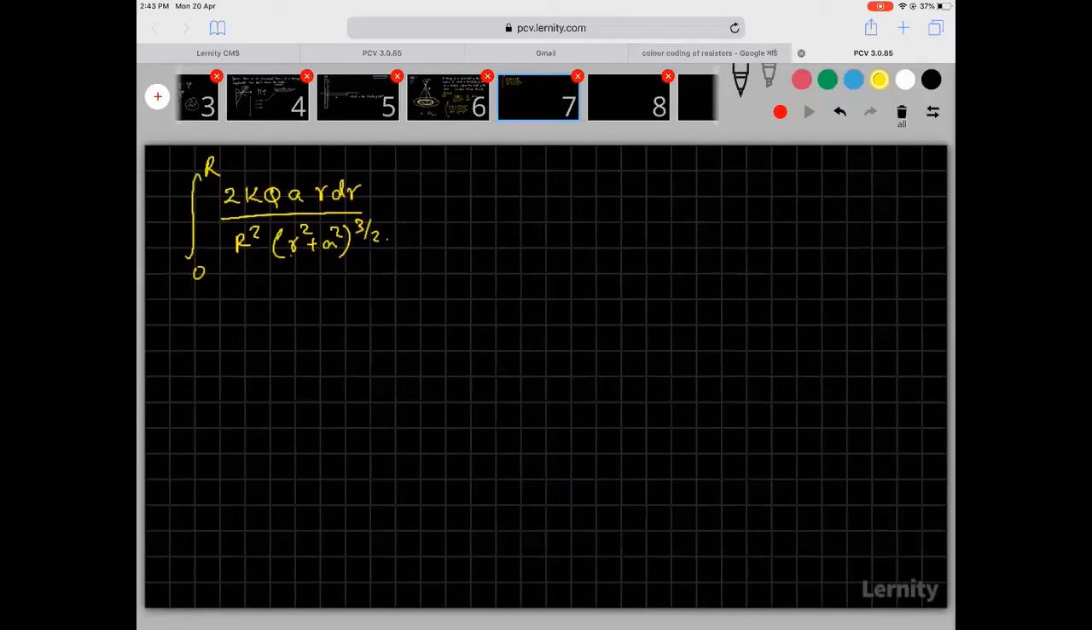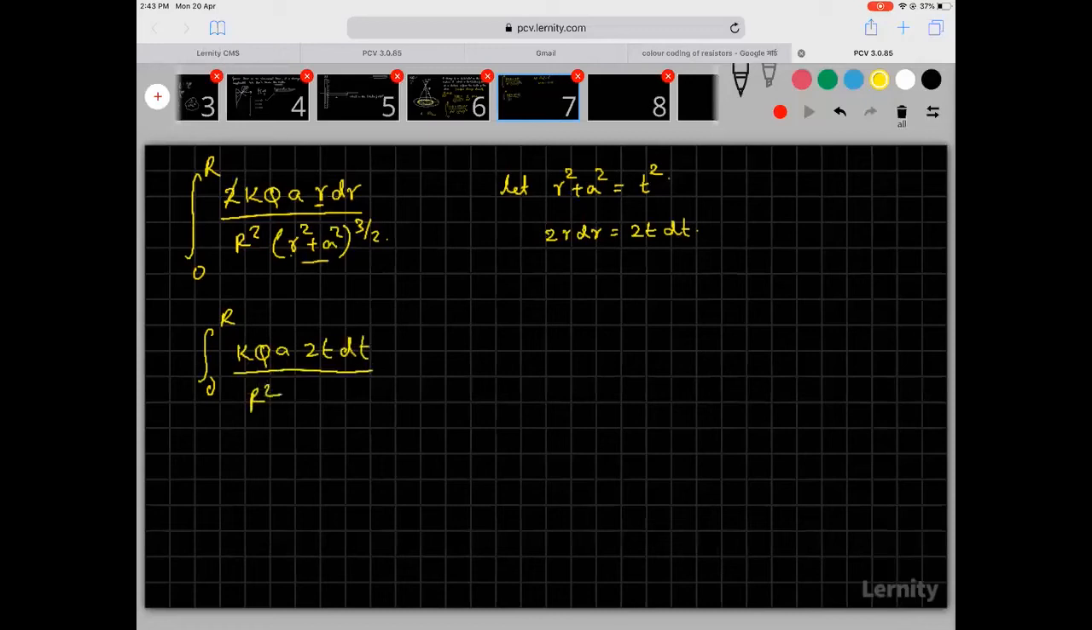Now how do we do this? See, the difference between earlier and here is the presence of r. So now here we do the substitution. Let r squared plus a squared be equal to some t squared. So if I differentiate this, I'll get 2r dr is equal to 2t dt. Let me substitute that and then check. So I have a 2r dr. So it becomes integral 0 to R kqa 2t dt divided by r squared, this will become t cubed. Now t and this will get cancelled to become t squared.